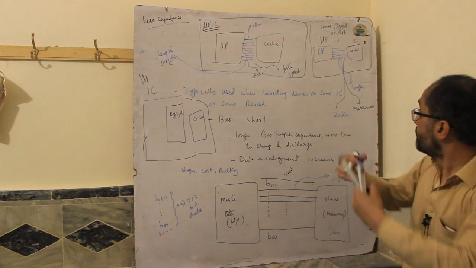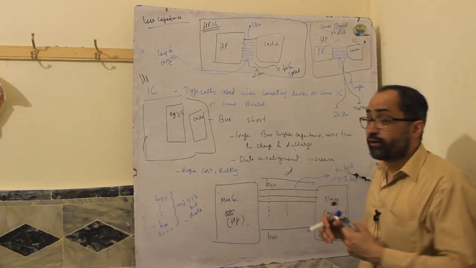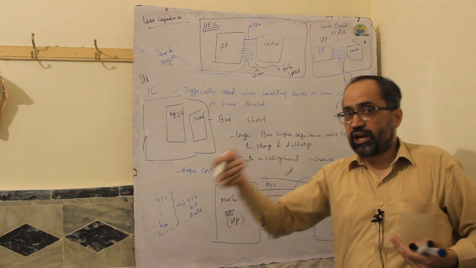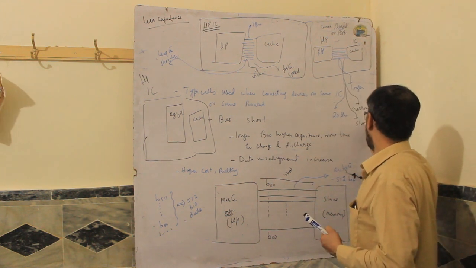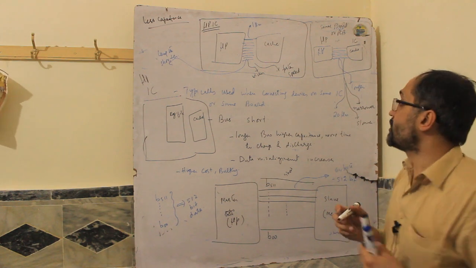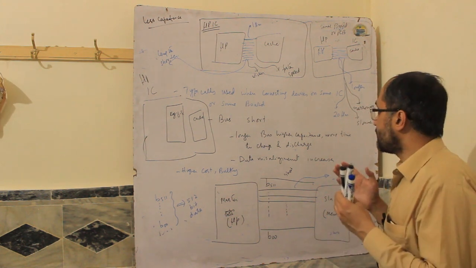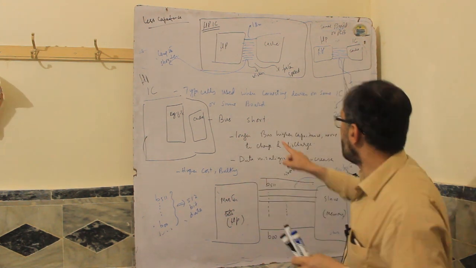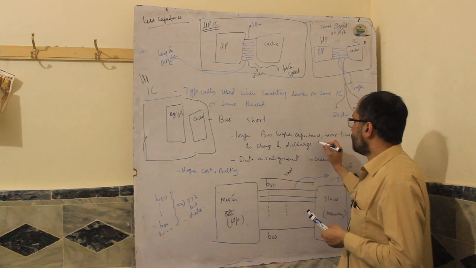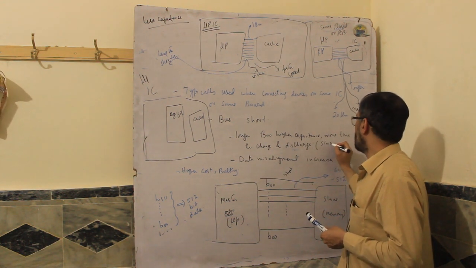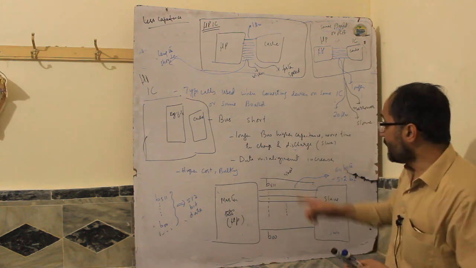And since the length of the wire is long on the same board, it will take longer to charge and discharge the capacitance. So in this case, this bus will be slower. Parallel communication is typically better when the bus is short. A longer bus will have high capacitance, so it will take more time to charge and discharge. So a longer bus will be slower compared to the smaller bus. And also the data misalignment.